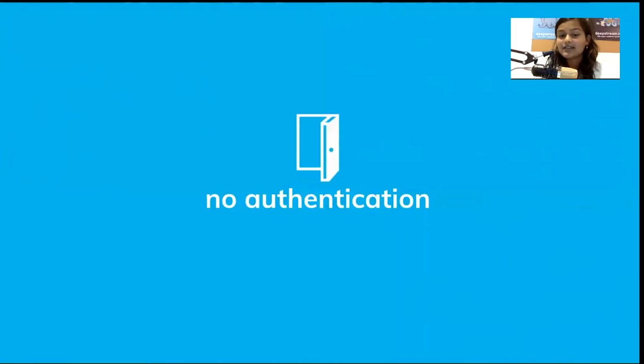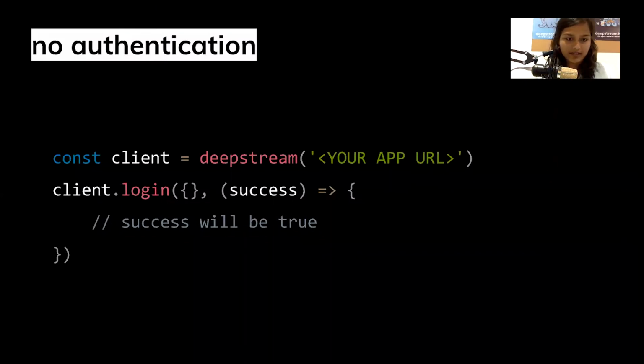So moving forward, starting with no authentication. As it is completely clear and straightforward from the icon and the name itself, it's basically no authentication at all. You do not authenticate the users. It's like a public garden where people can walk in freely, right? So let's see how you would implement that in your application. I connect the client to deepstream using const client equals deepstream, and then you include your app URL like you do for every other application. Then I would call the login method on the client, and I would not send any auth parameters at all because it is no authentication.